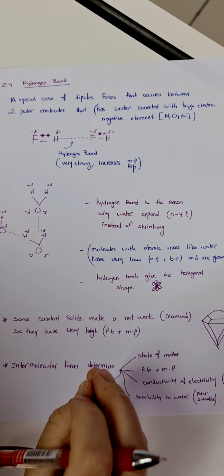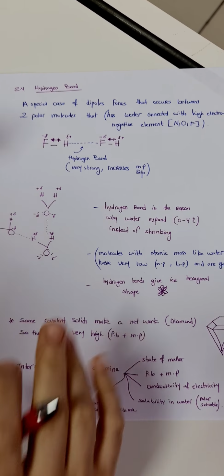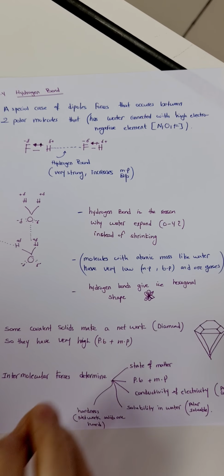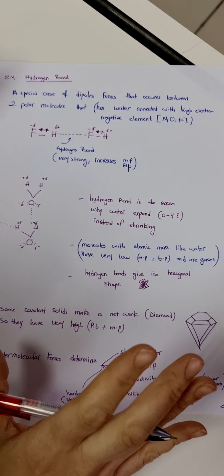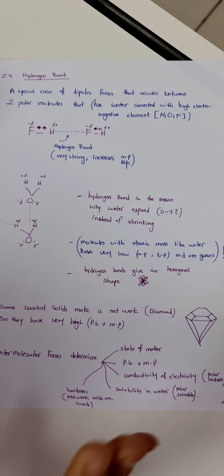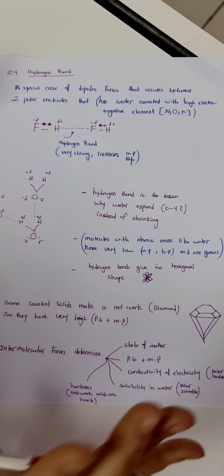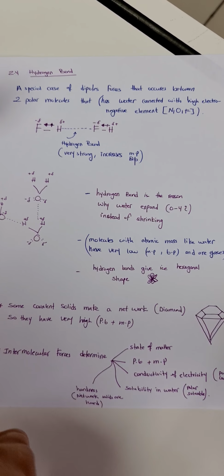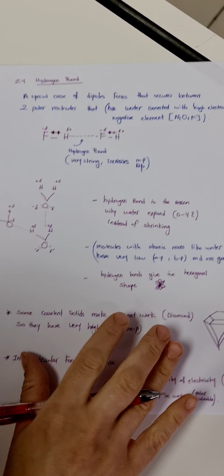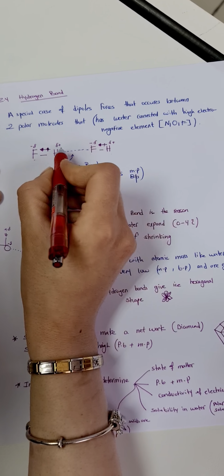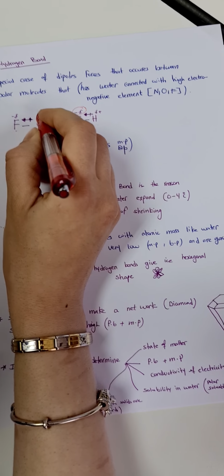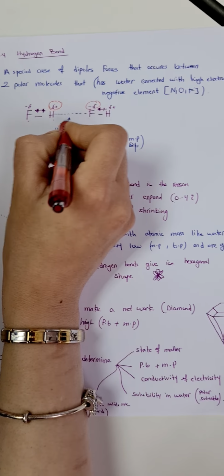Hydrogen bond is a special case of the dipole force, but this dipole force occurs between two polar molecules. At least one of them should have hydrogen, and it should be connected to a highly electronegative element like nitrogen, oxygen, fluorine, and so on. So if we take fluorine with hydrogen and fluorine with hydrogen, the connection between the partial negative and the partial positive will be a hydrogen bond.